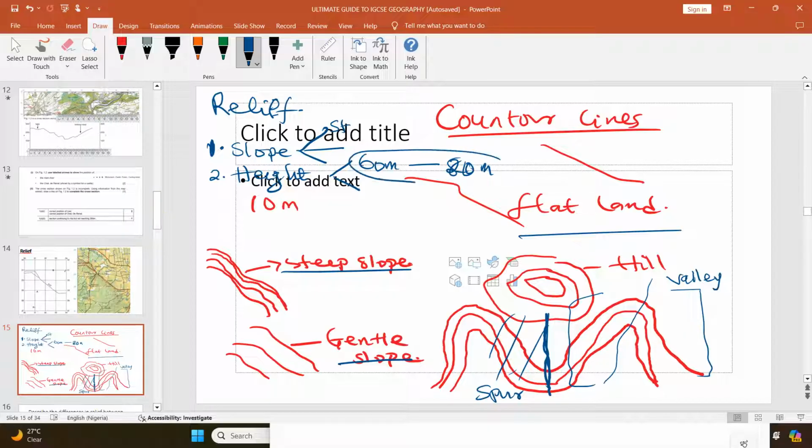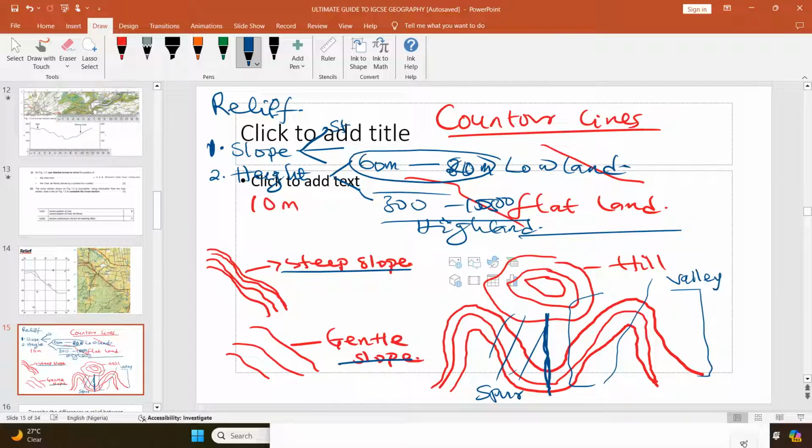So this area is definitely a low land area. But if you begin to see height above sea level from like 300 to 1,500, then you begin to talk about highland regions. Then you should tell us which area is steep, which area is gentle, which area is a valley, which area is a spur, which area is a hill.